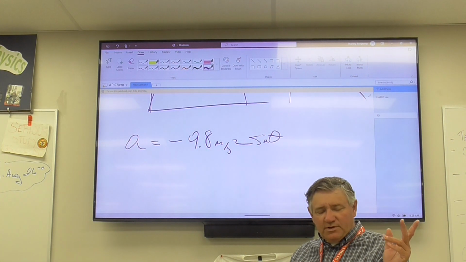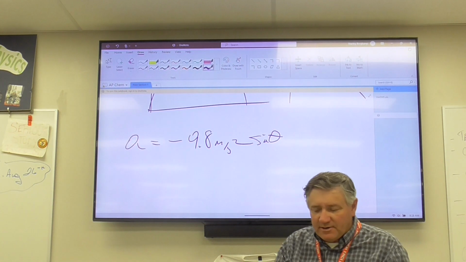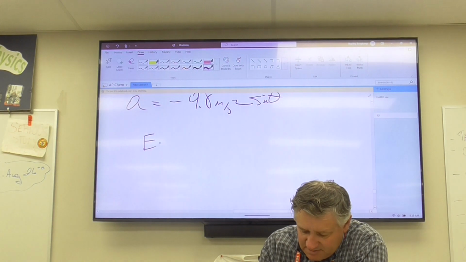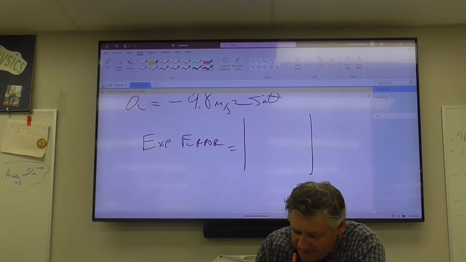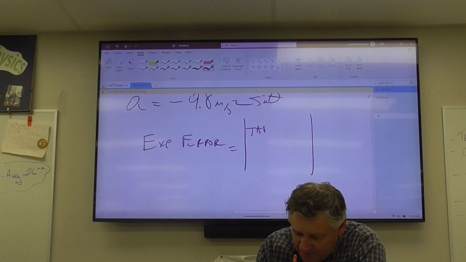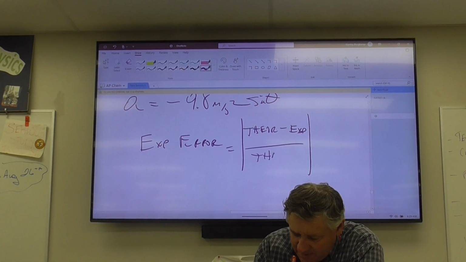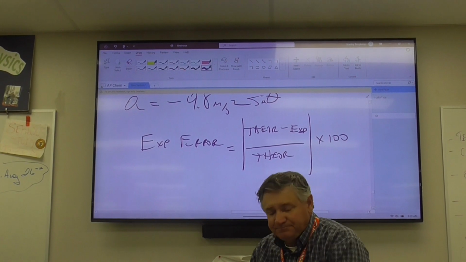Now, when you get to question number 22, you're going to calculate experimental error. So let me explain how I want experimental error done. So experimental error, and we're going to do this a lot, is the absolute value between your theoretical value and your experimental value divided by your theoretical value times 100.